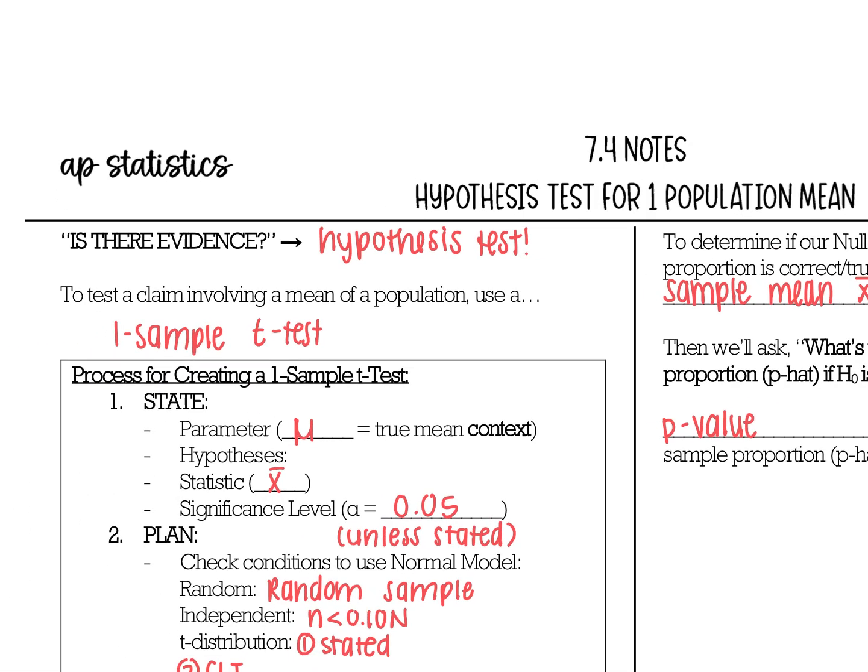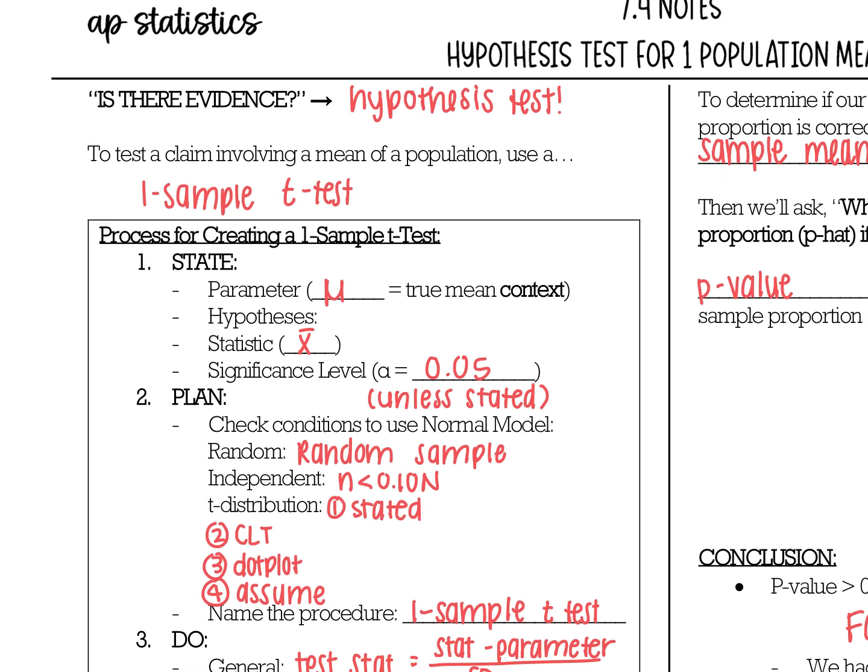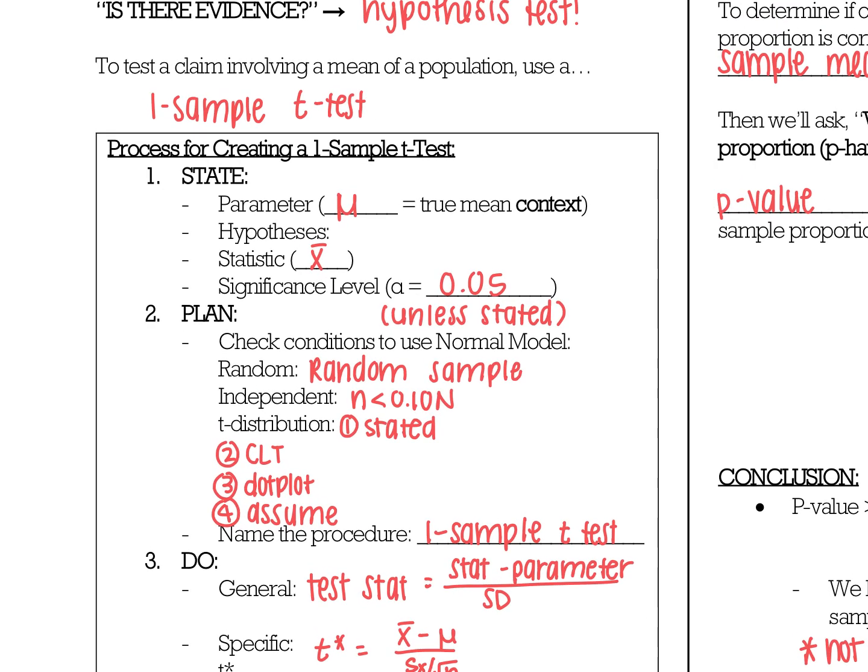Okay, so this is another hypothesis test. You're going to see it's similar to the hypothesis test that we've seen for one proportion, and it's going to look a little bit similar to the confidence intervals that we just did over population means. I'll point out some of the similarities, but our setup is going to follow that same state, plan, do, conclude model that we've used pretty frequently at this point.